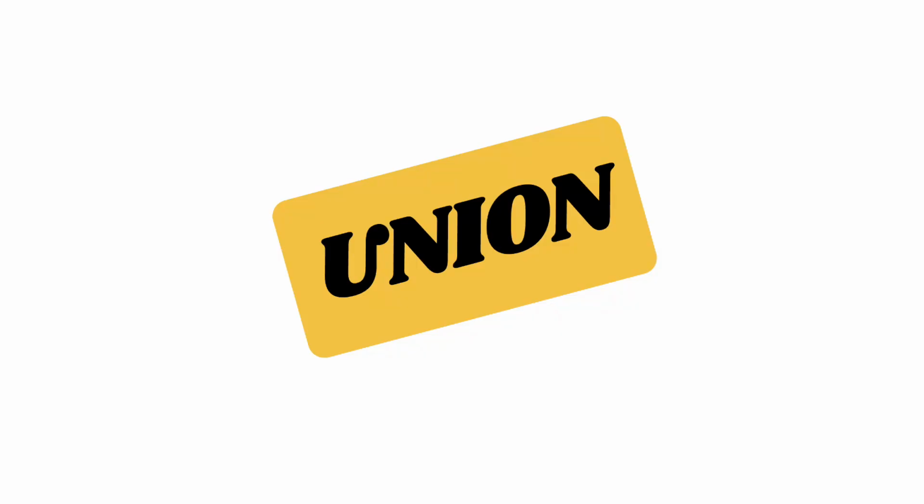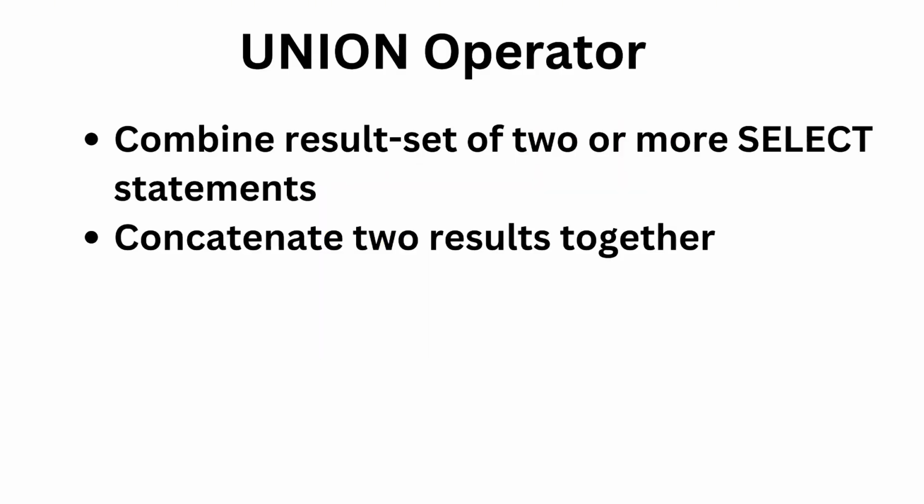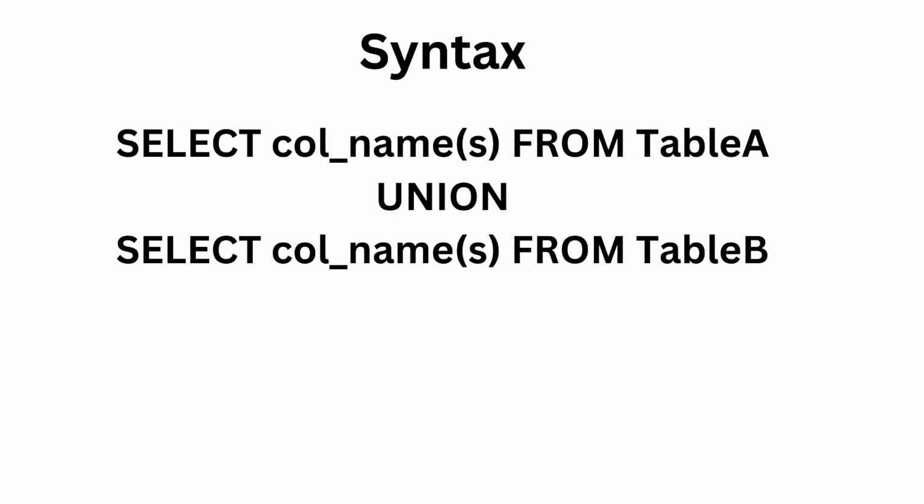Welcome back, everyone, to this lecture on unions. The union operator is used to combine the result set of two or more select statements. The way I like to think about a union versus the joins we've already learned is that it basically just serves to directly concatenate two results together, essentially just pasting the results of two select statements right on top of each other. The syntax is simply the following.